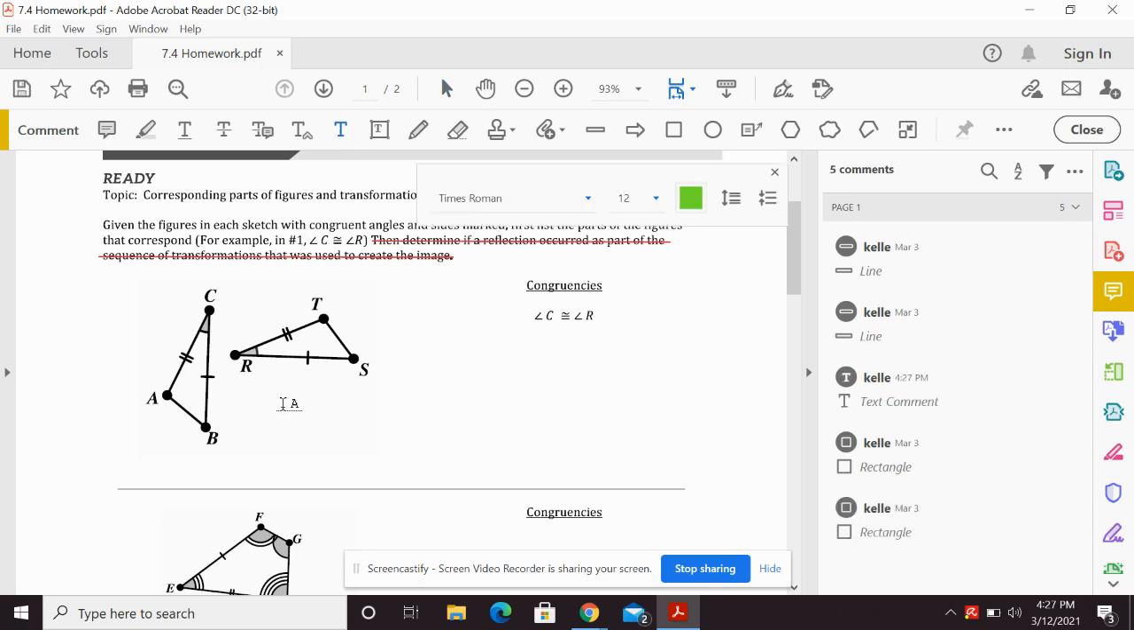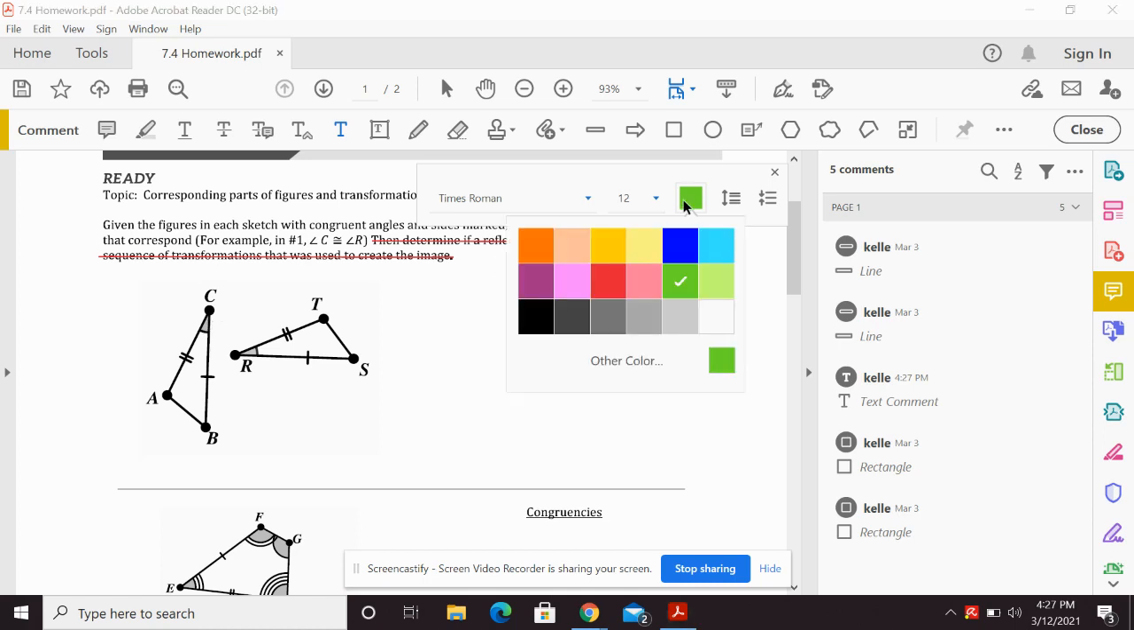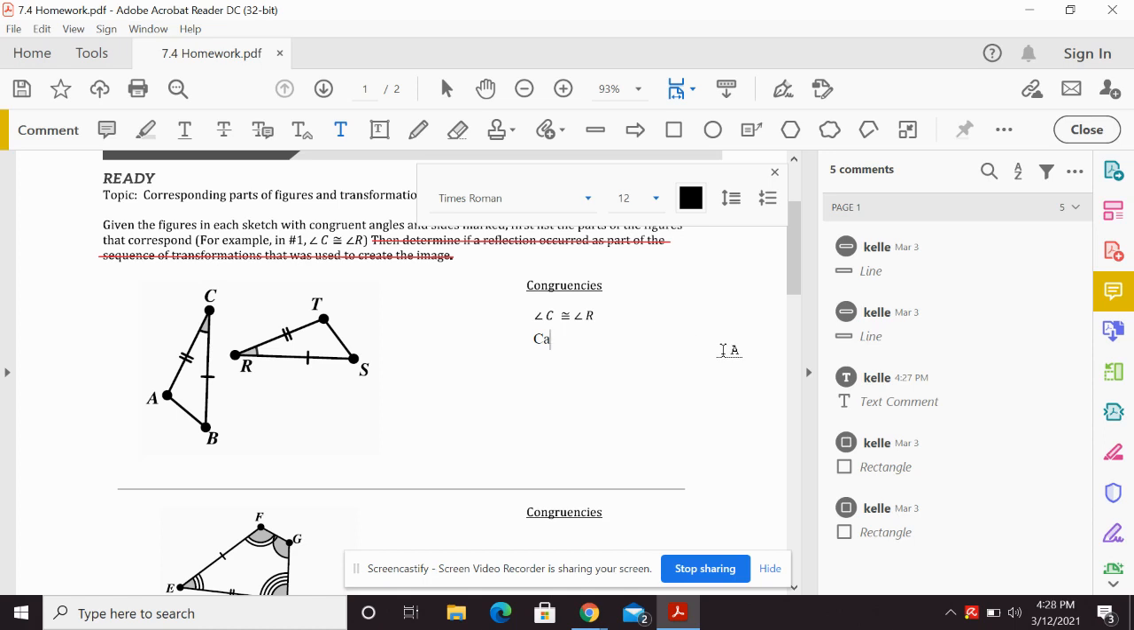What else is congruent? We have side CA. Side CA is congruent to RT. They both have those two lines, which means they are congruent to each other. CA is congruent to RT. And then you have CB. Side CB is congruent to RS.